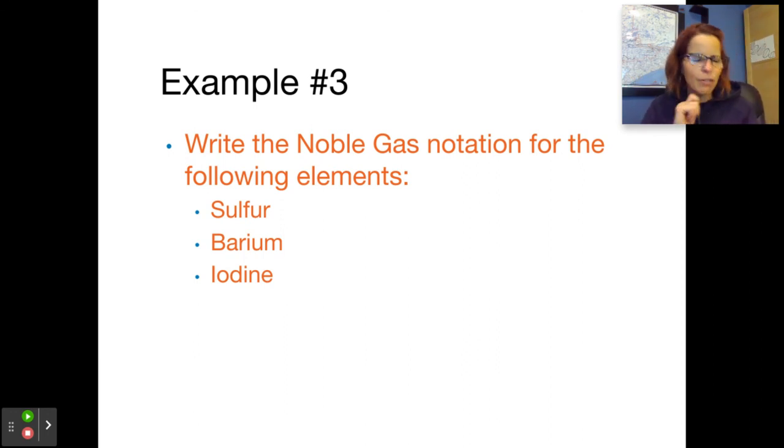Let me just point out iodine for a second. Iodine is 53. Xenon is the noble gas, 54, that comes right after it. You don't get to use that noble gas, unfortunately. You have to use the noble gas that comes before iodine, and that would be krypton, number 36. So for iodine, you actually have quite a few electrons that you still have to write out. So go ahead and pause the video, get it done, check your work.